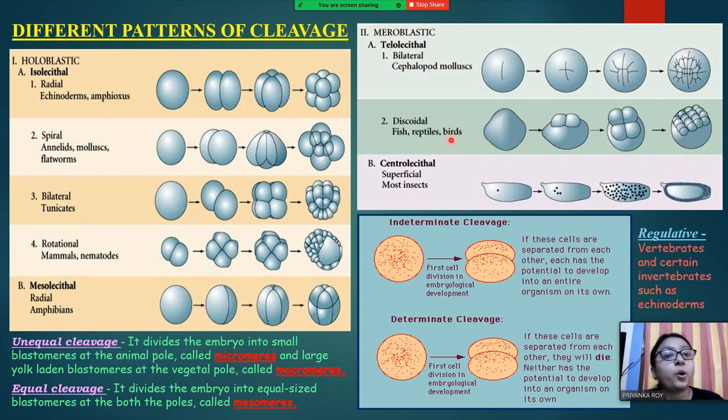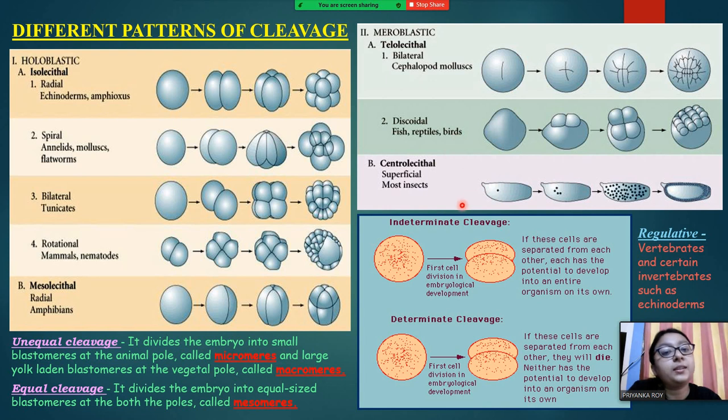Next is the discoidal cleavage, which is occurring in case of fish, reptiles, and birds. Like I said earlier, the blastula is called blastodisc here because of the disc-like structure, and the entire yolk content of the egg is restricting the blastula from being formed throughout the egg. The blastula is concentrated in this region only. So in that case, successive divisions will occur here, and this is known as a discoidal cleavage.